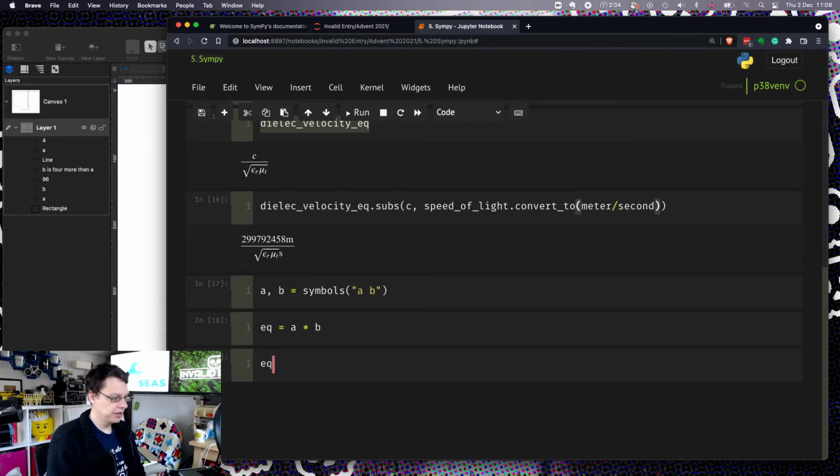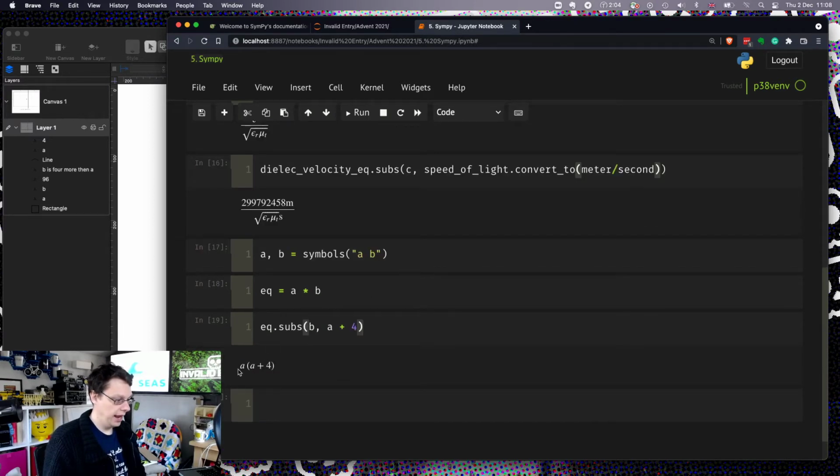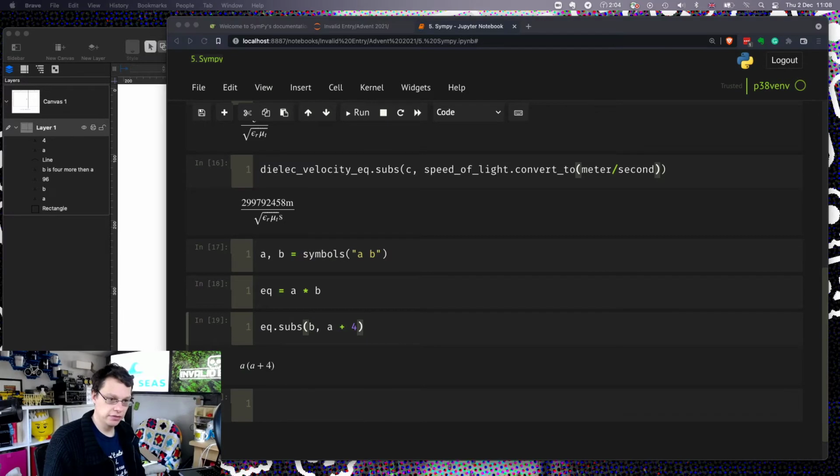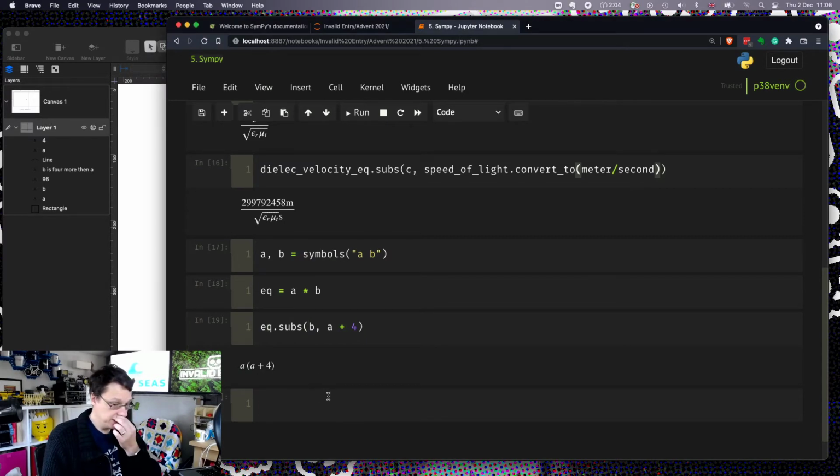So what I can now do is say equation dot subs. I want to substitute B with A plus 4. And it's already pre-factorized it for me. So it hasn't factorized, it says A is equal to A times 4. But that's not quite true either. I actually want to get to the answer.